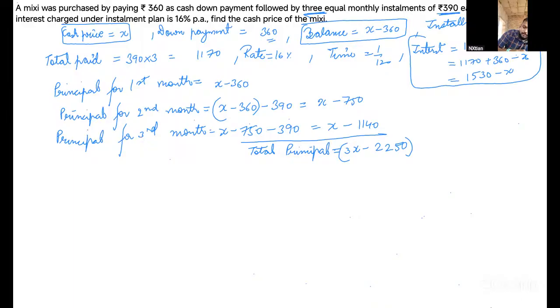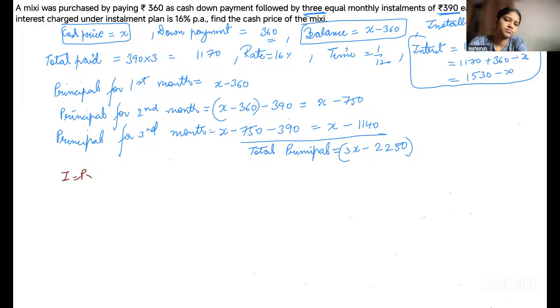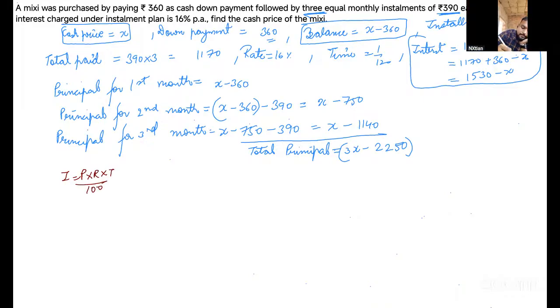It's okay. So now what is the formula, Jashron? Interest is equal to principal into rate into time divided by 100. So now what is the interest? 1530 minus x. Yes. What is the principal? 3x minus 2250. Yes. Into rate. What is the rate? 16% into 1 by 12, upon 100.